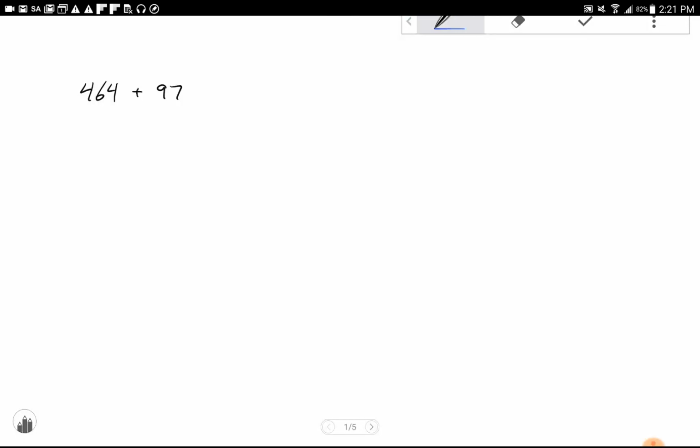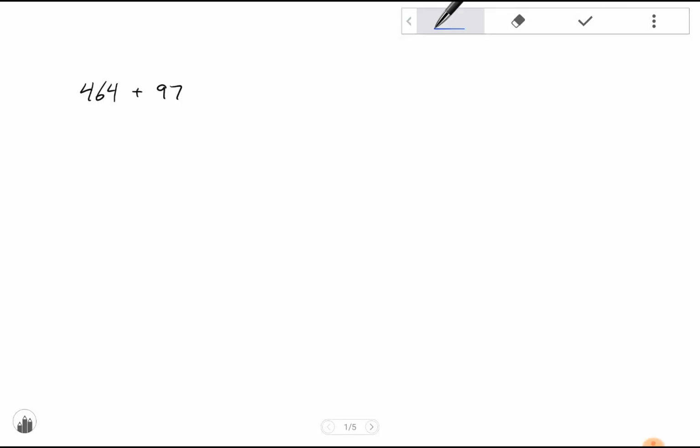Revision of the 4 rules, whole numbers. Let's look at addition, subtraction, multiplication, and division. So here we have 464 plus 97. So I'll write that out here, large, and we will do this.